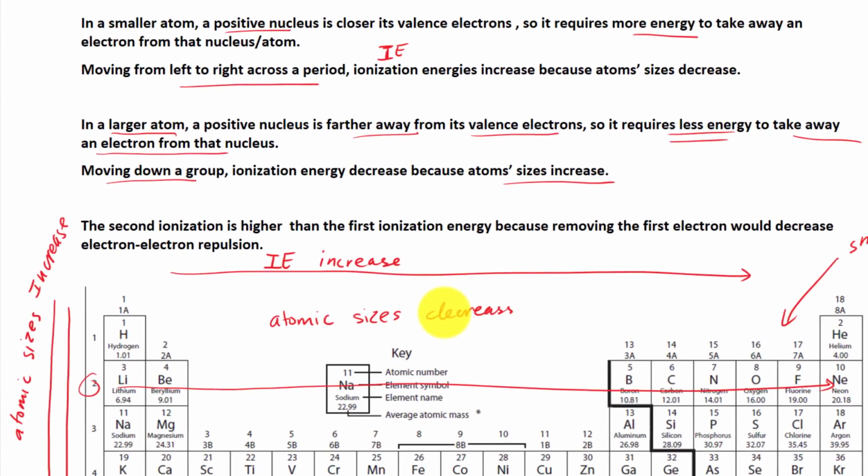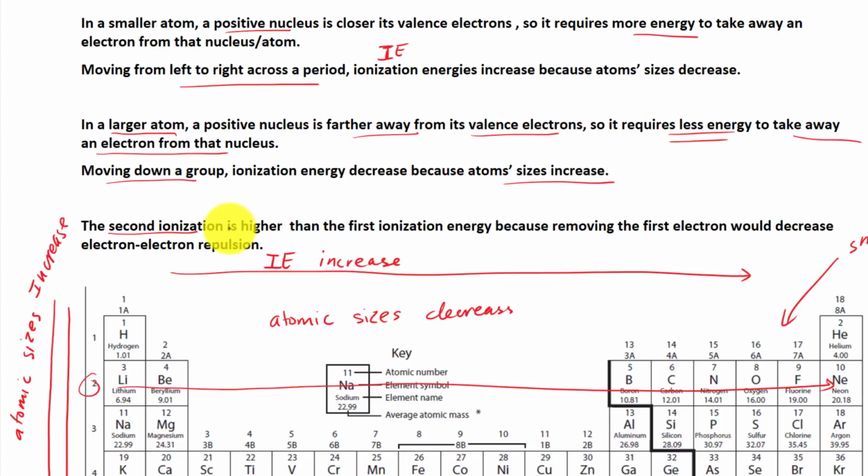Now, the trend that we are talking about is just the first ionization. It's about removing the first electron of an atom. But we can remove multiple electrons from a single atom, and we have something called second ionization energy. That is the energy required to remove the second electron.